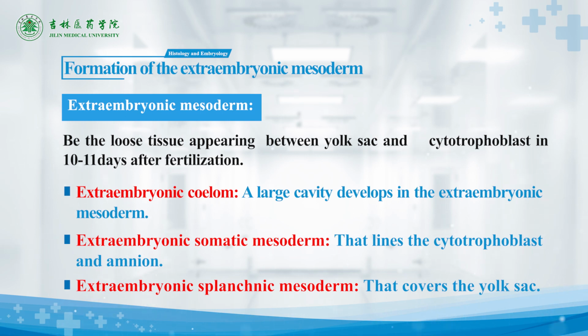The extra-embryonic mesoderm is attached to the inner surface of the trophoblast and the outer surface of the yolk sac and the amniotic sac, respectively. The extra-embryonic mesoderm that lines the cytotrophoblast and amnion is called extra-embryonic somatic mesoderm, and that which covers the yolk sac is called extra-embryonic splanchnic mesoderm.